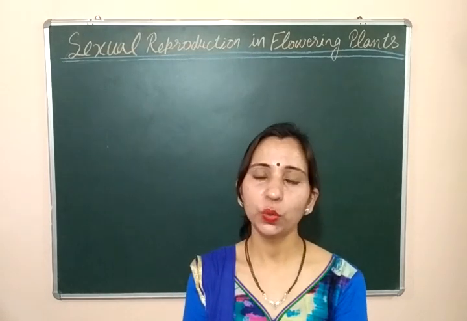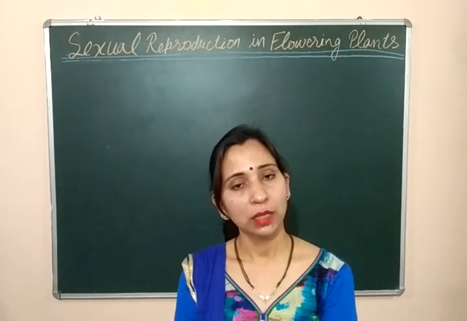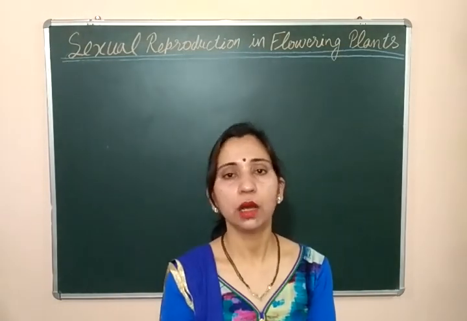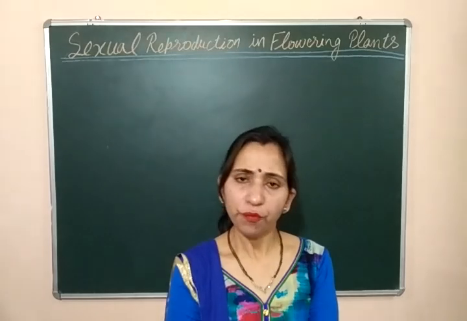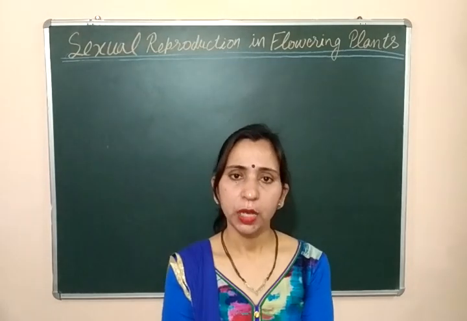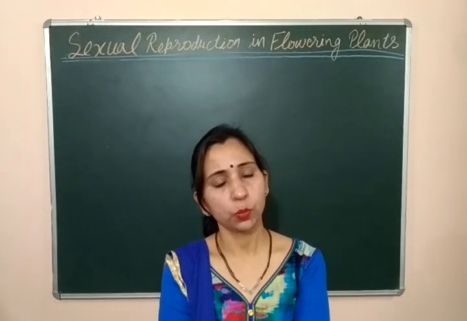In the previous video, we discussed pollination and agents of pollination. Now we will discuss the processes or events that happen after pollination. When different agencies transfer the pollen grains to the stigma, the stigma starts identifying these pollen grains.